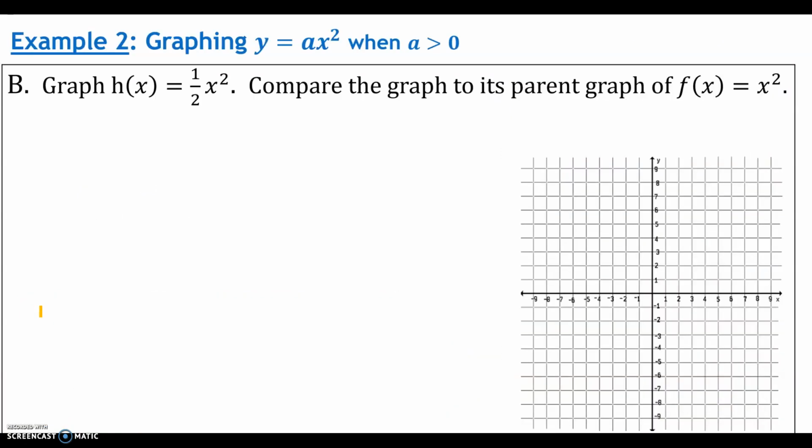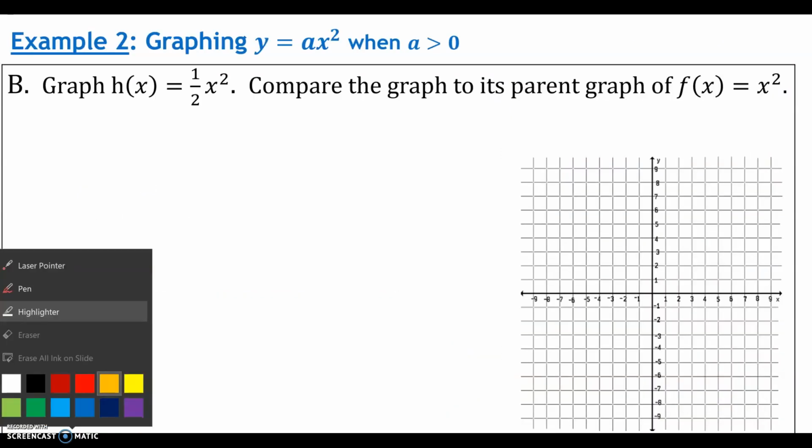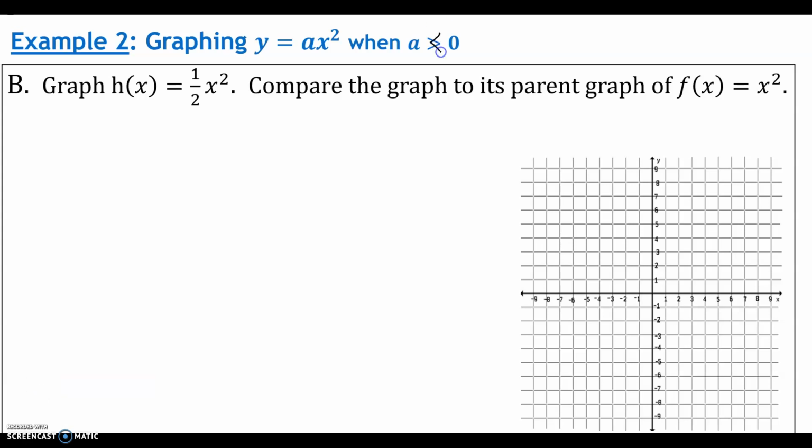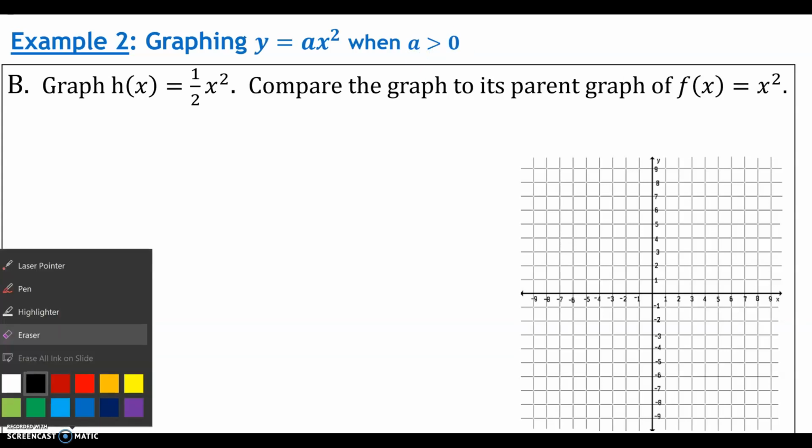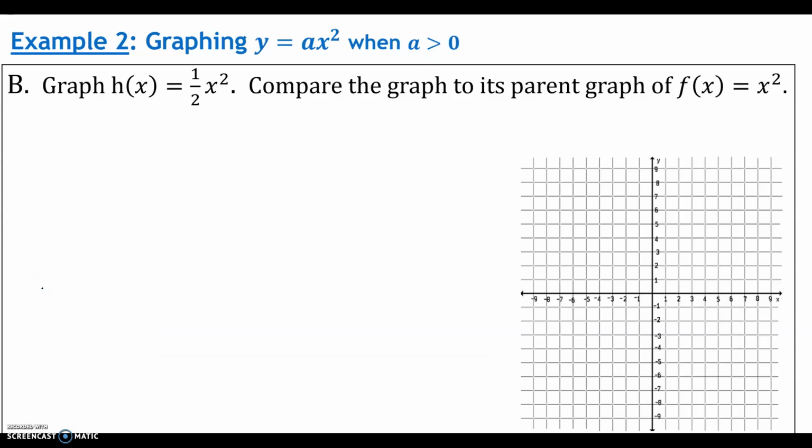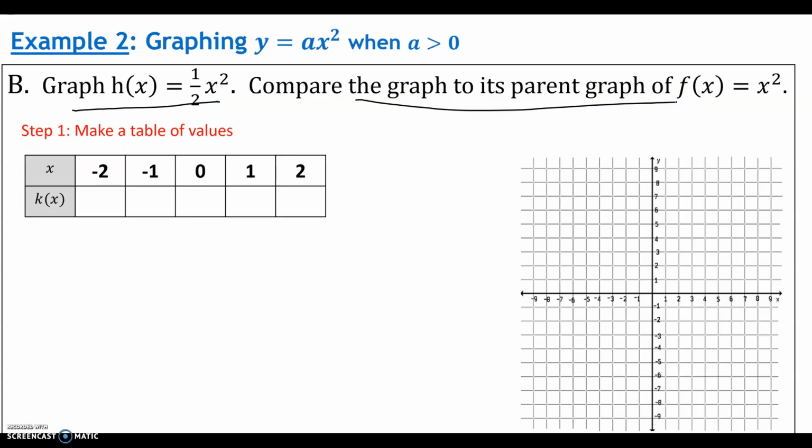So now look at this one. A is going to be still greater than 0, okay, but it's going to be a fraction. And same idea is we're going to graph it, and then we're going to compare it to its parent graph. So here we go, table of values again, same values. Now I'll show you how to do this.